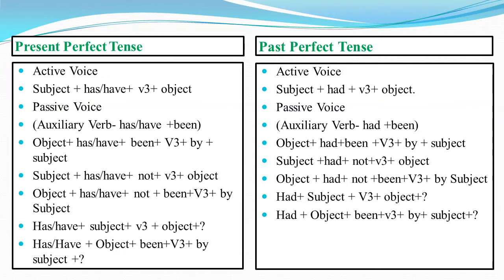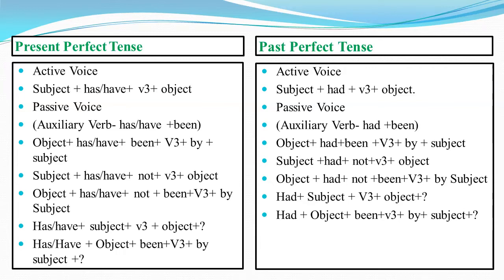Okay, and the structure of negative sentence, in active voice we will write subject first, then has or have, after that not, then third form of verb, and then object in the last. But in passive voice we will write object first, and then has or have plus not, and then we will add been here, B-E-E-N, been, then third form of verb, and then by, and then subject in the end.